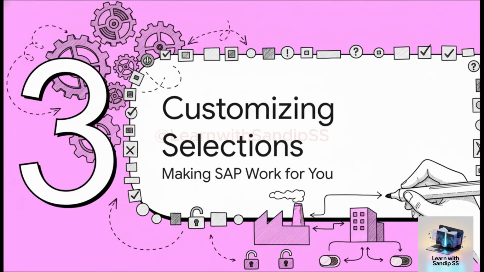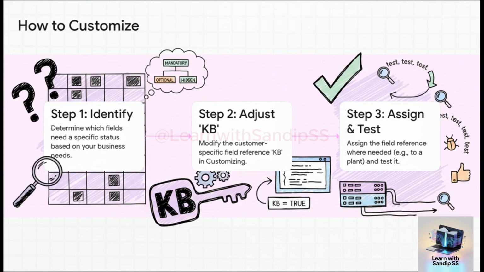And now, for my favorite part. We've gone through the concepts, so let's put this knowledge to work. This section is all about how you can take control and really tailor the system to fit your company's unique processes. So, how do you actually do it? It's really a simple three-step process.